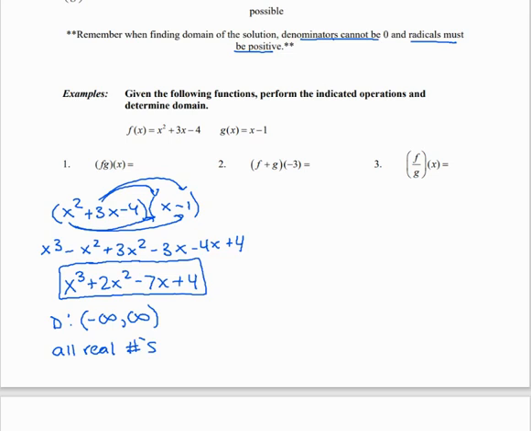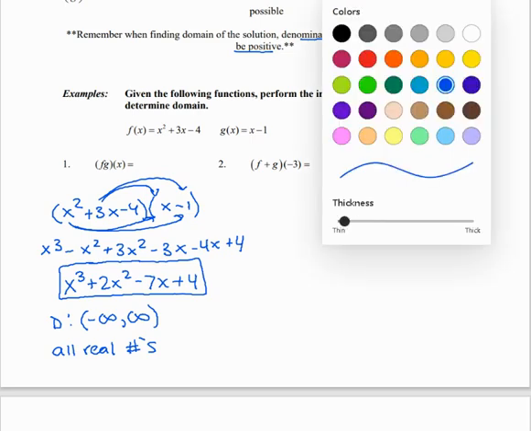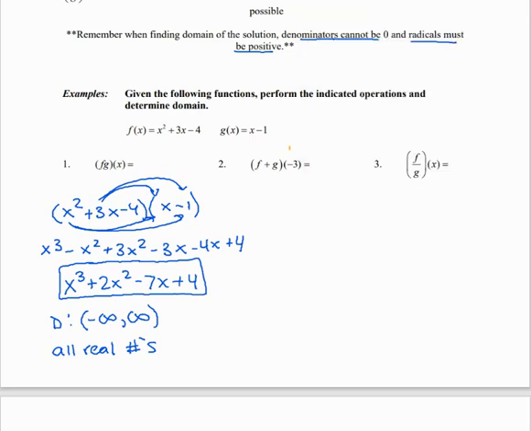Okay, so for number 2, let's look at number 2. This one says f plus g, and then there's a negative 3. Please understand that this does not mean multiply by 3. Negative 3. What this means is add the two functions and then evaluate with negative 3.